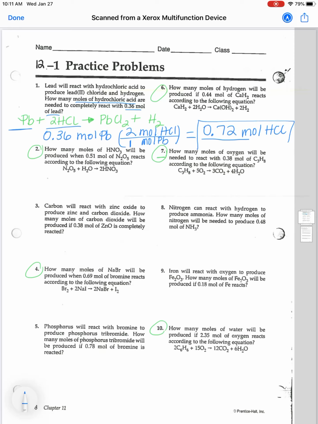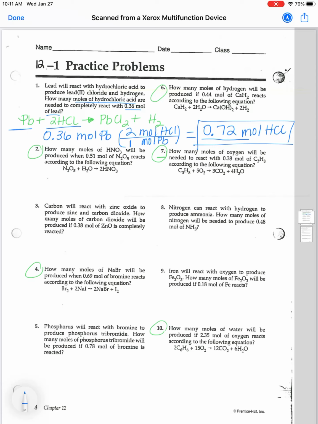of HCl. What I don't want to see you do is just write an answer like 0.72 and circle it and not show me at all where you got your work from. You have to show me your balanced equation, show me where you started, your conversion factor, and then the number and unit of your answer. Let's try number 2 together.